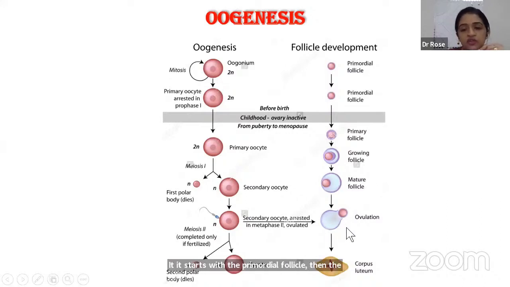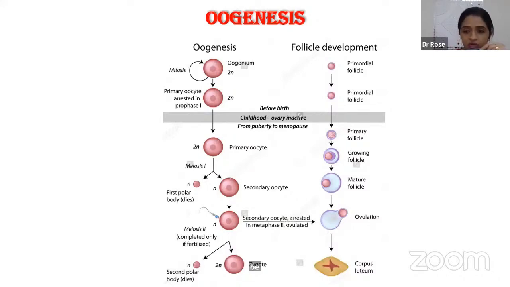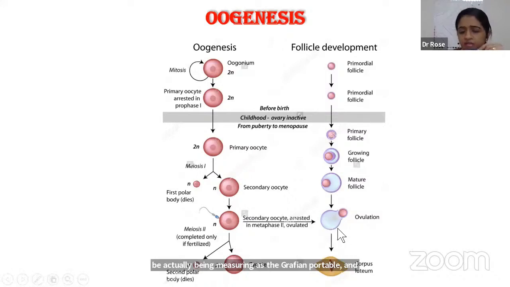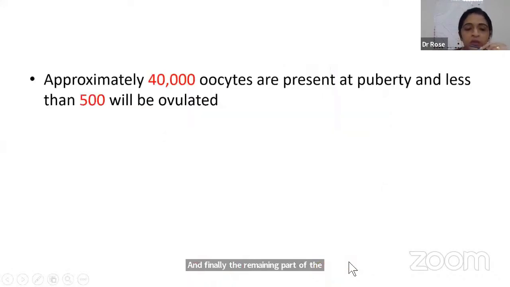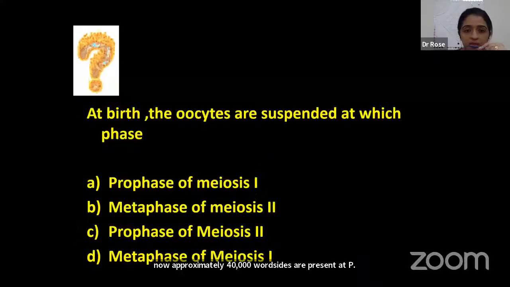So 10 to 15 follicles will start their maturation process, and only one will actually mature as the Graafian follicle, and that will be liberated. And finally, the remaining part of the Graafian follicle will become corpus luteum. Now, approximately 40,000 oocytes are present at puberty, and less than 500 will be ovulated during the reproductive cycle.